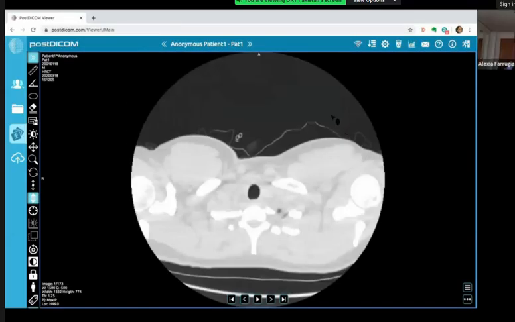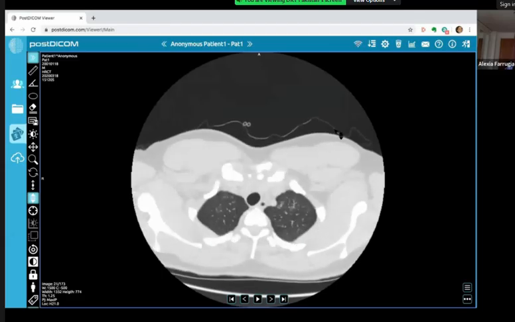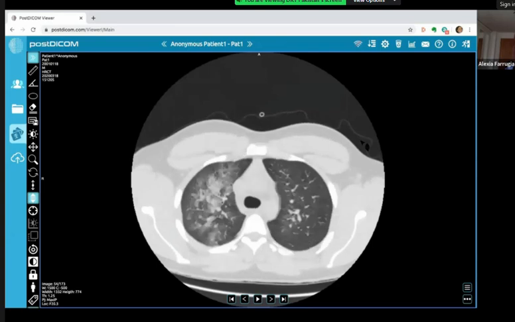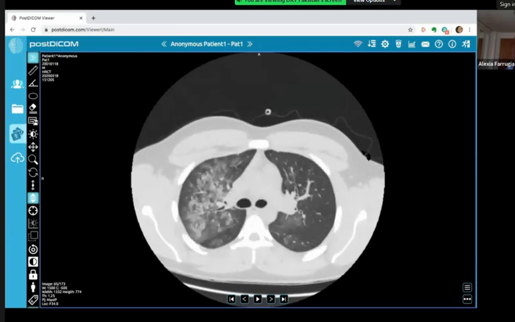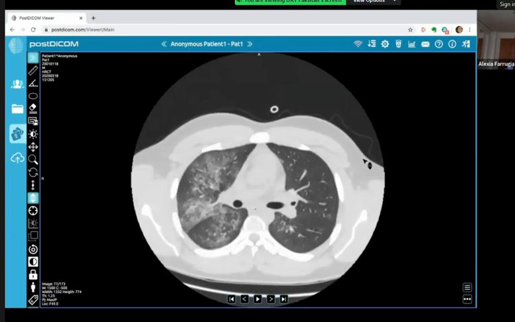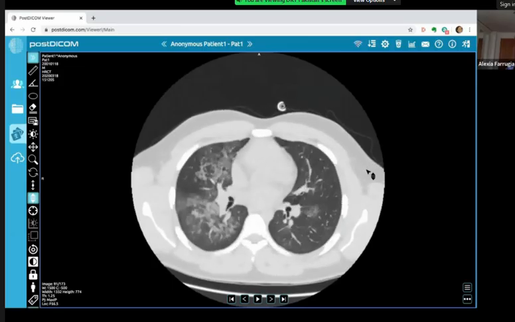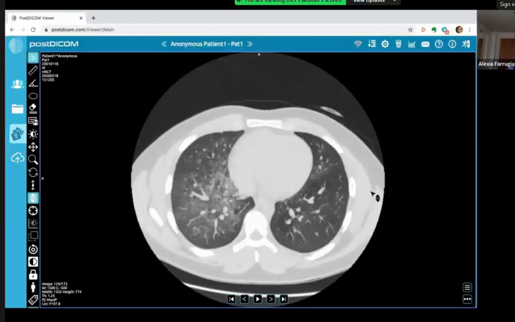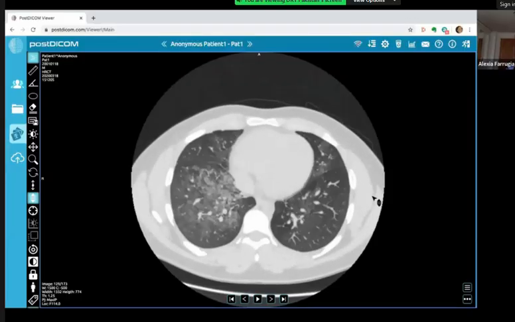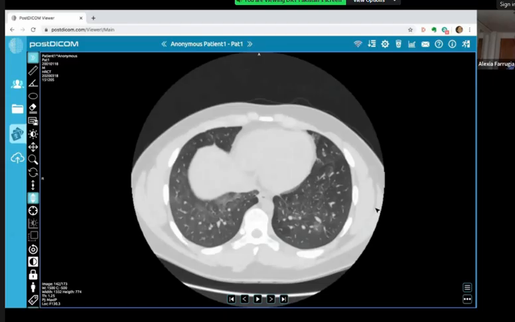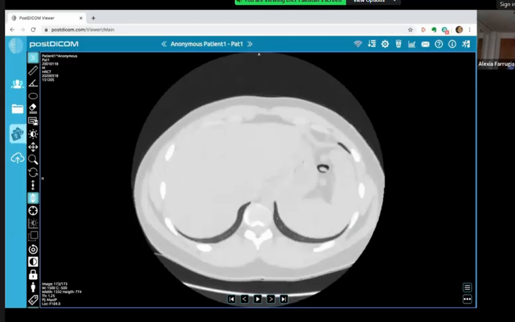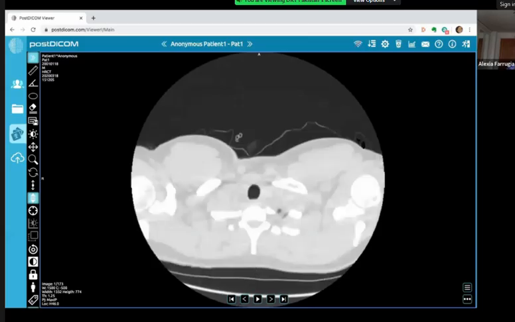So we did a CT. Focus on the lungs. I will scroll through slowly. And whenever you're ready, just describe.